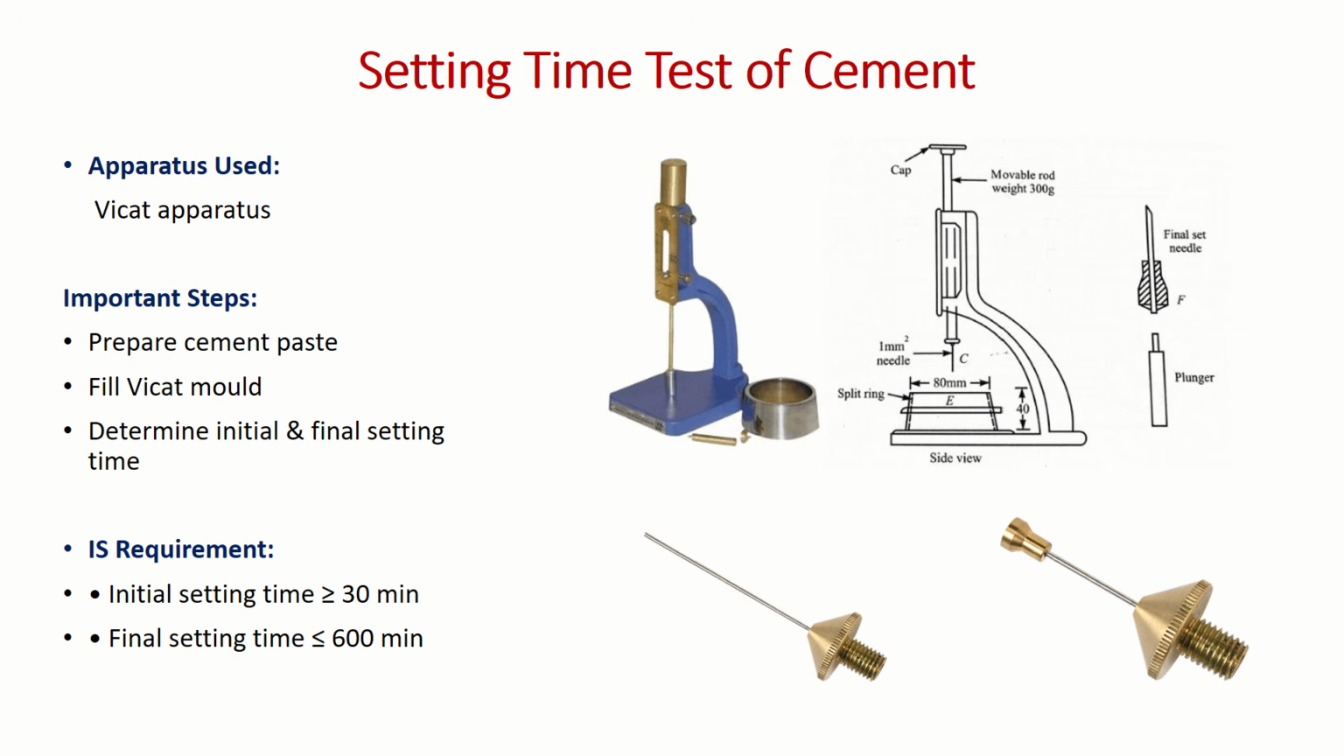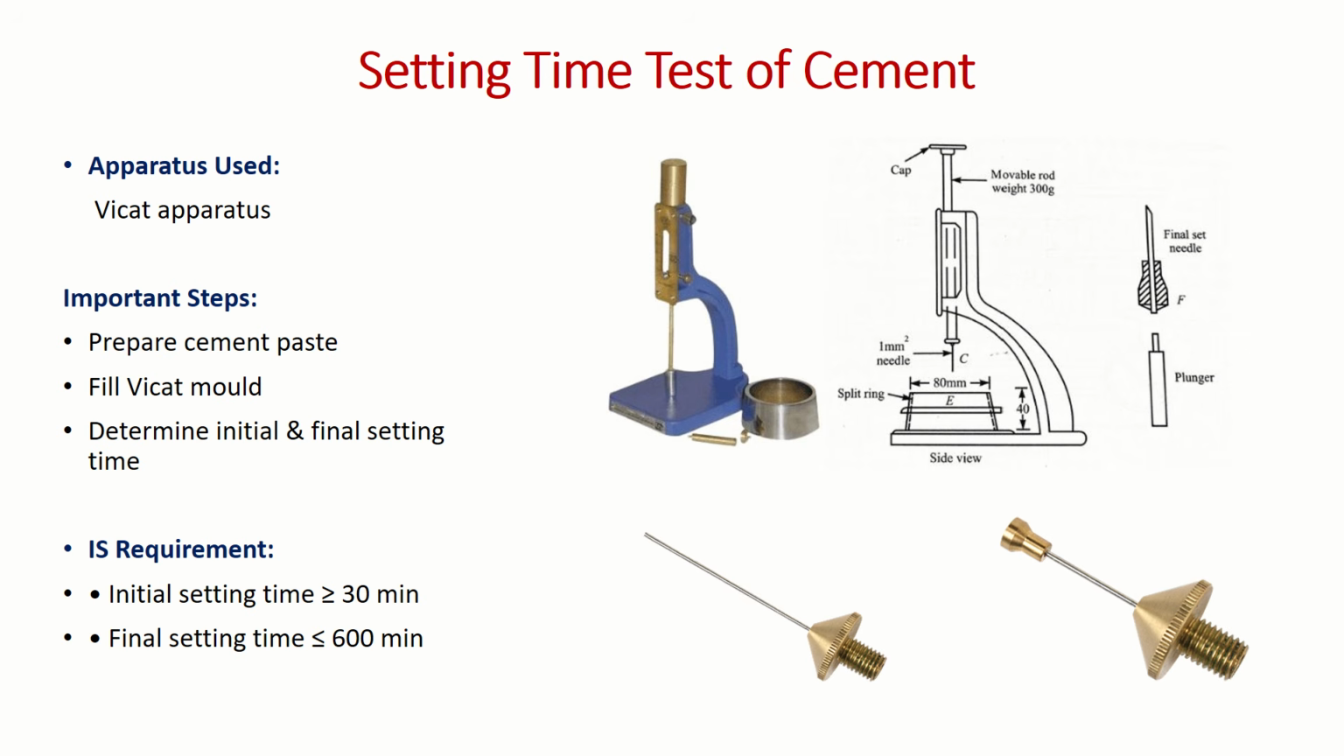To complete all these operations from mixing to compaction, we may require at least around 30 minutes. That's why this time is mostly set at more than 30 minutes, meaning the initial setting time should not be less than 30 minutes. Again, to test this setting time, we are using the Vicat apparatus. For initial setting time, we are using a 1 mm square needle.